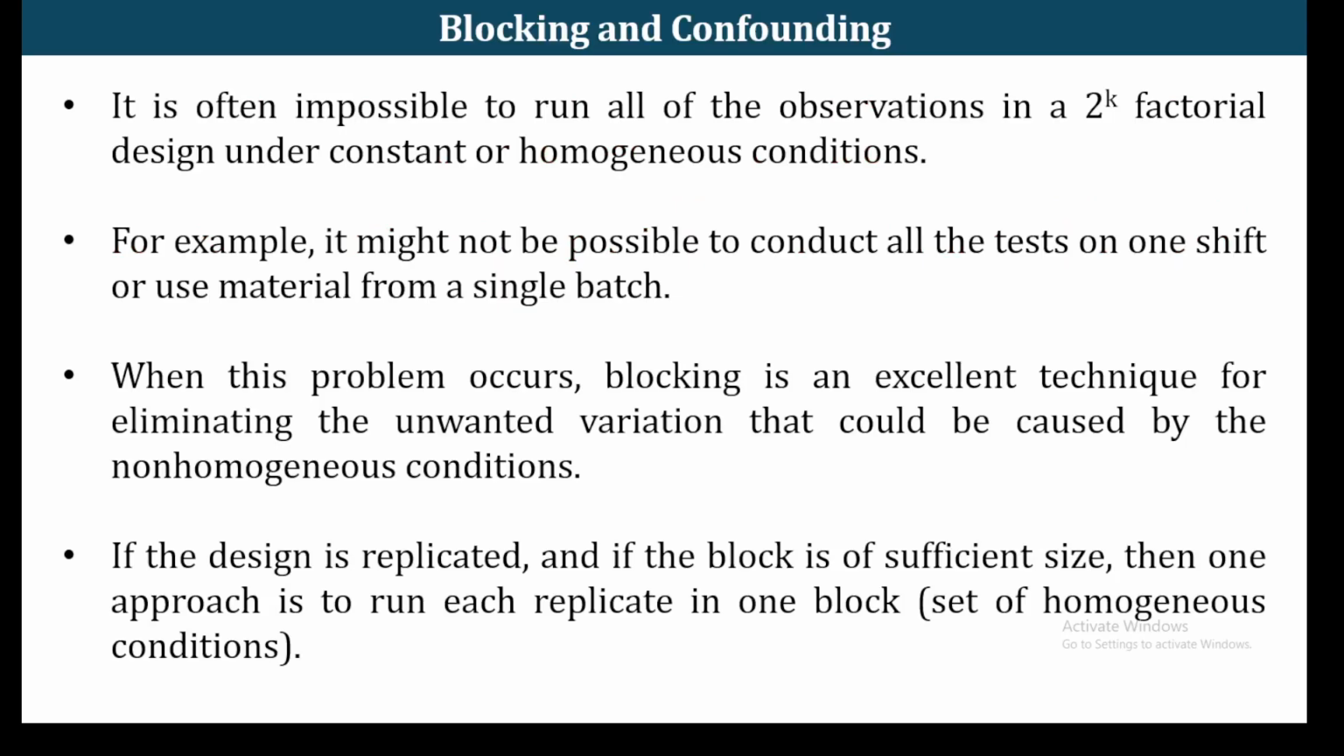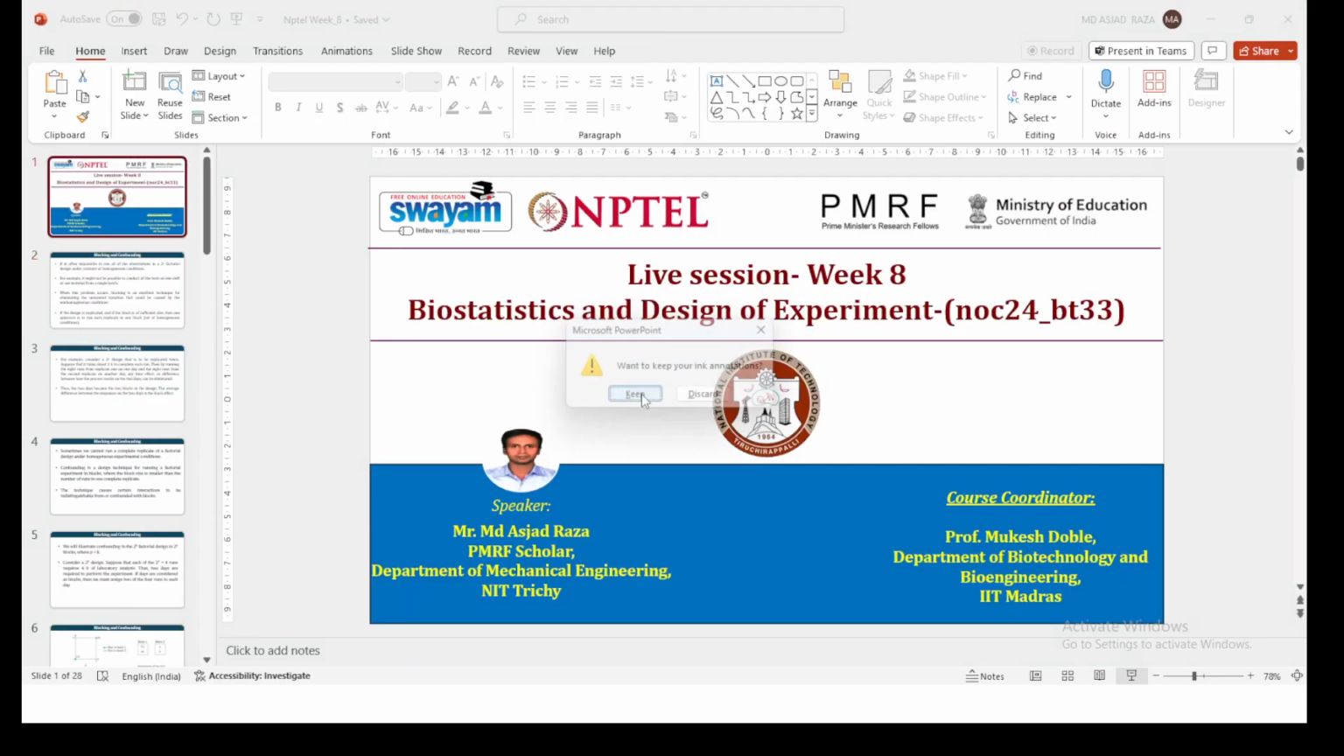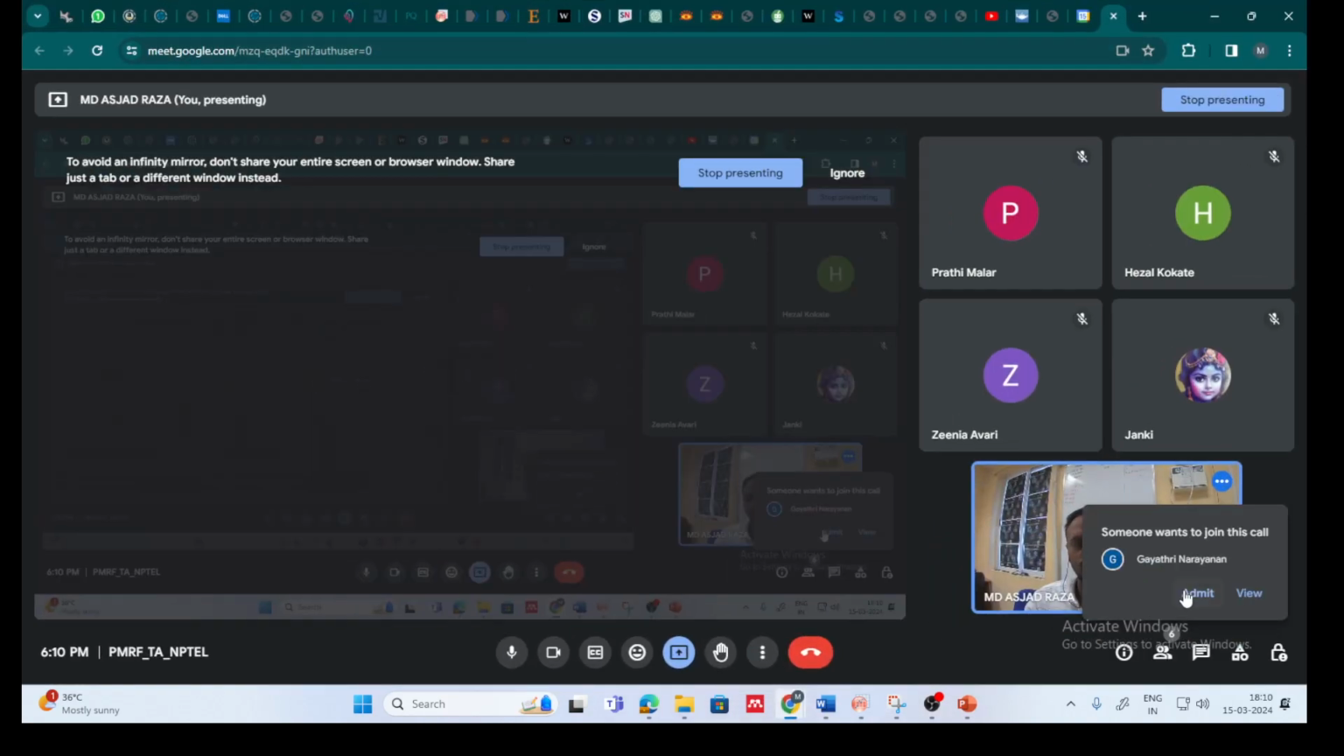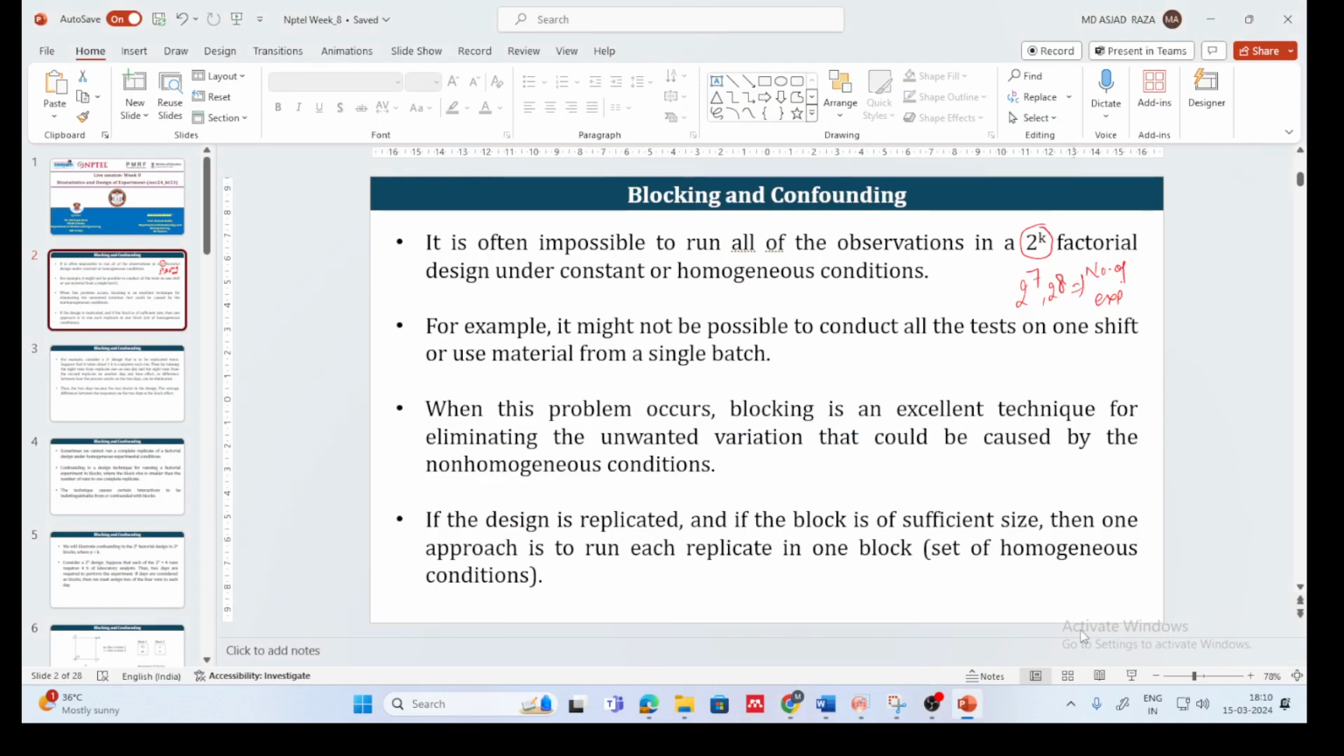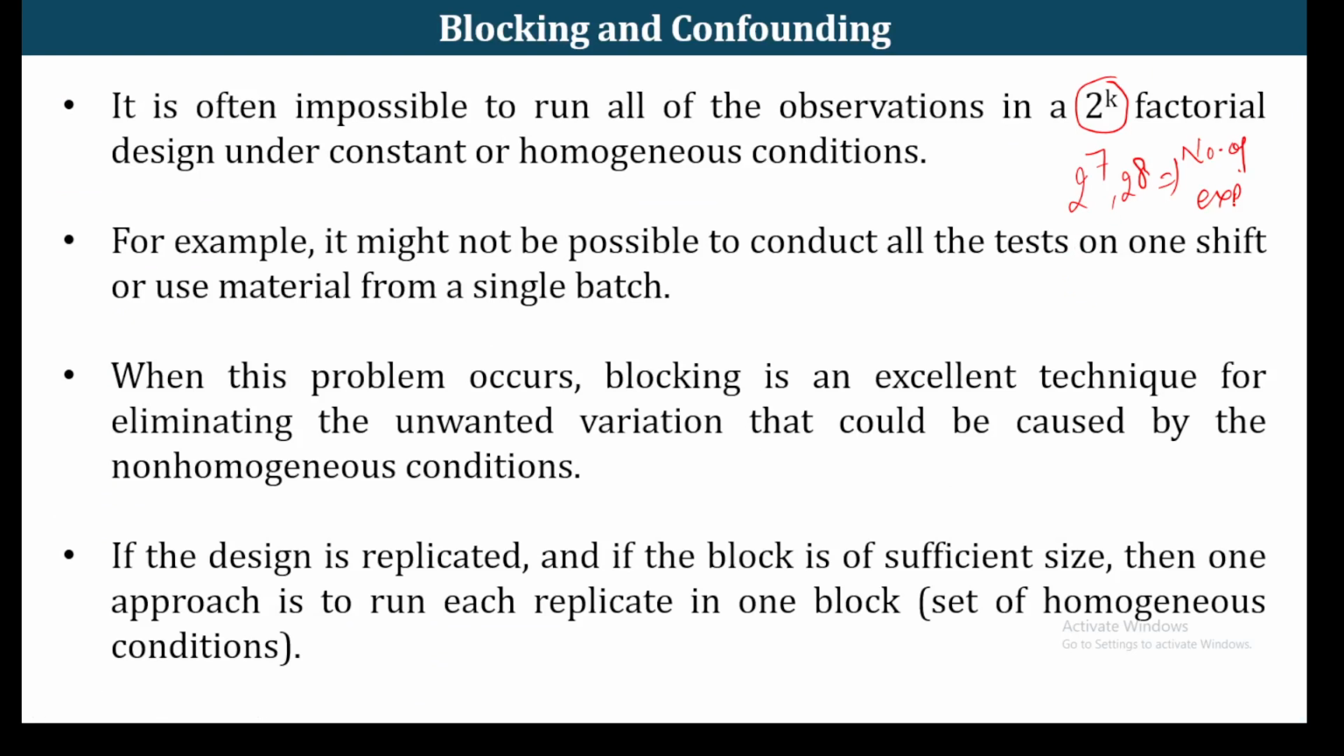Last class we discussed fractional design. In the fractional design, we work in terms of 2 to the power k. Let's say the number of factors is a bit more, like 7 or 8. So we have to go with 7 factors or 8 factors, so the number of experiments is going to increase.